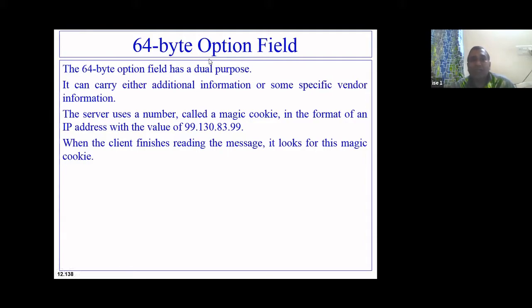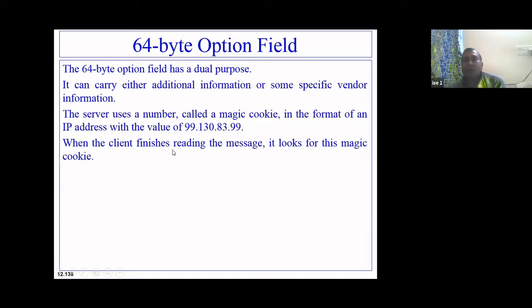Option field is active. So server uses a number called a magic cookie. The format of magic cookie will always be like an IP address, 99.130.83.99. So the server wants to know whether options field is enabled or not. To know that, it has to check for a magic cookie, and this cookie is nothing but a kind of IP address type of thing. So here 99.130.83.99. You got the idea?